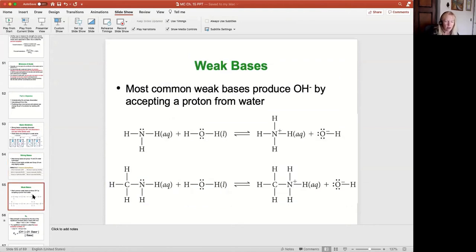Weak bases are going to be very different, and a lot of times weak bases don't have hydroxide in their chemical formula, but instead act by pulling a hydrogen off of water and forming hydroxide in that fashion. And so here you see ammonia, NH3, is a very weak base, in that it acts by pulling hydrogen from water to form the ammonium polyatomic ion and then the hydroxide. This is methylamine. Methylamine is also a weak base. So a lot of these weak bases have this amine group, this NH2 group, in common.